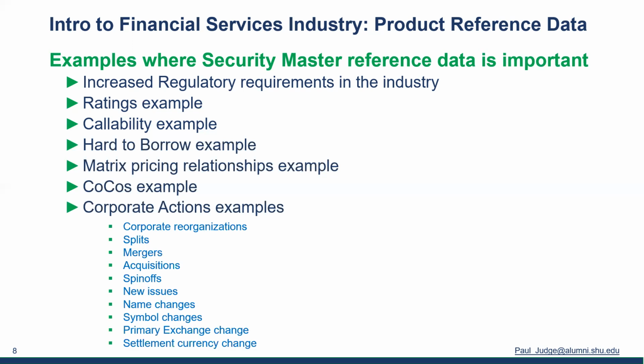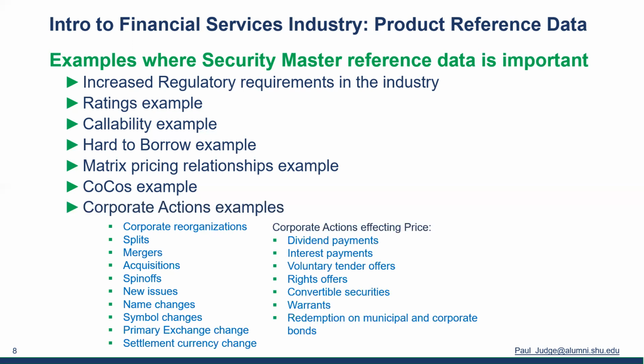So corporate actions are examples of where you're going to process events that have an impact on your reference data. Those are things like corporate reorganizations, splits, mergers, acquisitions, spin-offs, symbol changes, lots of things. All these corporate actions will require updates to the product's underlying reference data. Also, there are a number of things that can happen that will affect the underlying price, and that information has to be correctly reflected in the product reference data. So dividend payments, interest payments, voluntary tender offers, rights offers, convertible securities, warrants, redemption of municipals and corporate bonds. All these things will affect price.